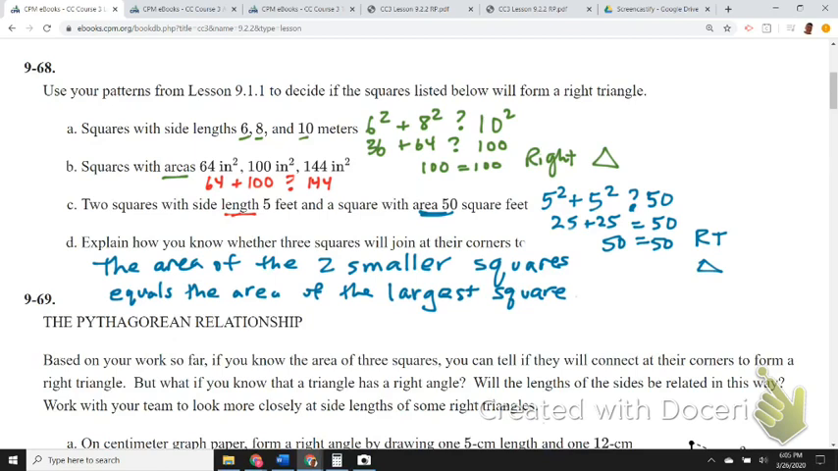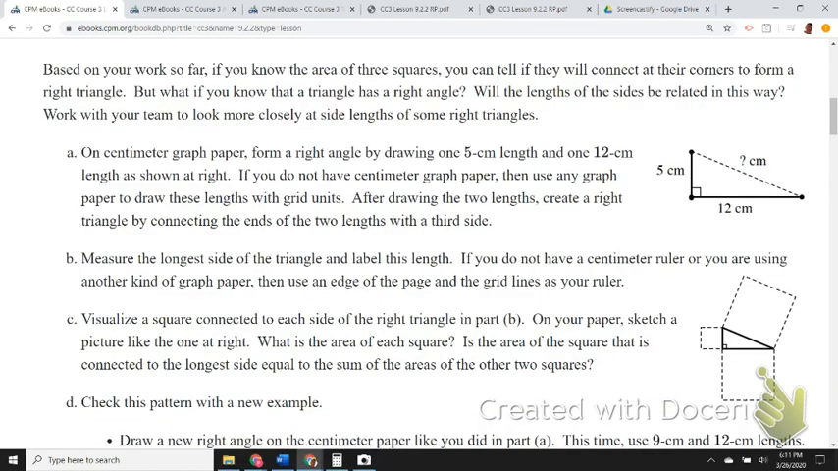All right, let's move on to 9-69, and we're going to look at the Pythagorean relationship. Okay, let me erase this here. So it says, based on your work so far, if you know the area of 3 squares, you can tell if they will connect at their corners to form a right triangle. But what if you know that a triangle already has a right angle? Will the lengths of the sides be related this way? Work with your team to look more closely at side lengths of some right triangles.